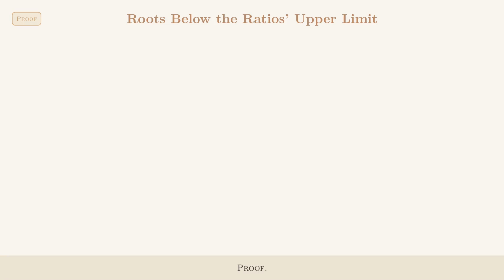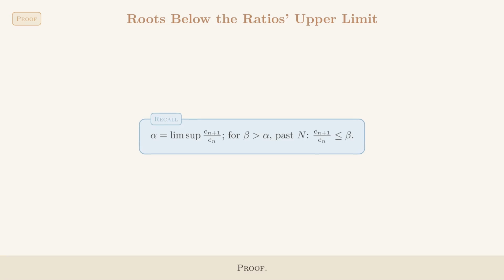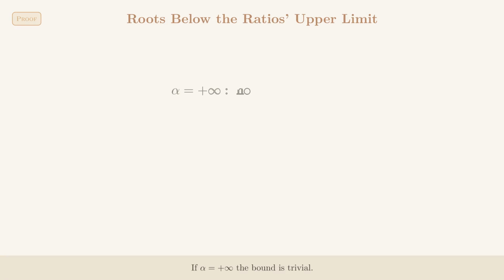We now prove the upper inequality. The lower one is symmetric. Let alpha be the upper limit of the ratios. Recall that for any beta larger than alpha, past some index every ratio is at most beta. If alpha is infinite, there is nothing to prove, so take alpha finite and choose beta just above it.